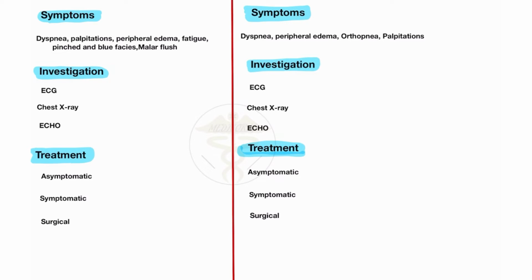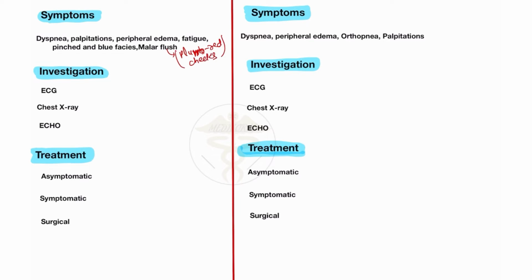Symptoms of mitral stenosis include dyspnea, palpitations, peripheral edema, fatigue, pinched or blue face, and Mitral flush. Mitral flush means you will see the patient has plum red cheeks. So plum red cheek appearance is called mitral flush.